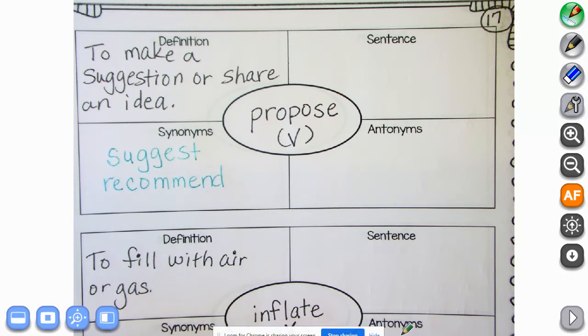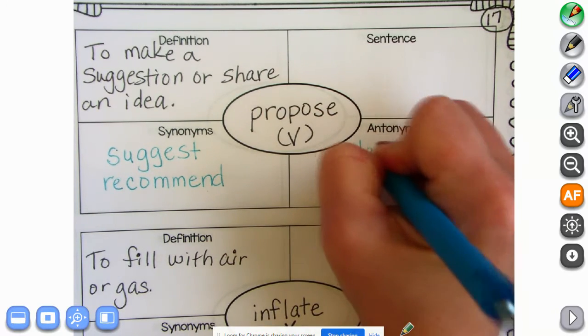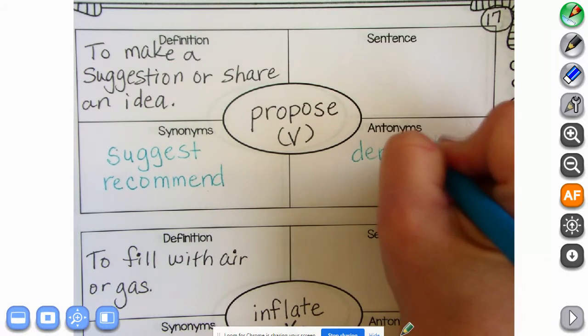Okay, the opposite of suggest, recommend, or propose would be to demand. D-E-M-A-N-D. Demand.